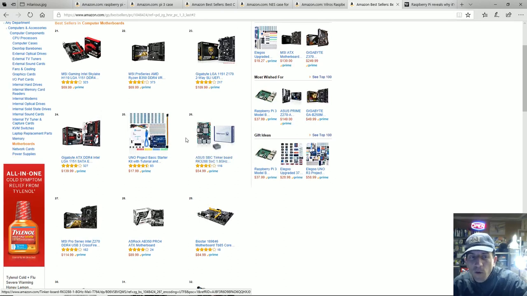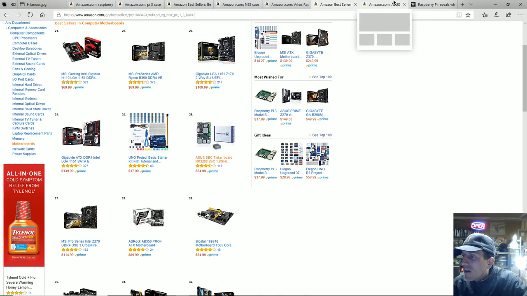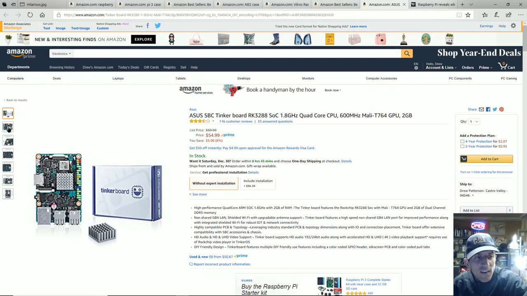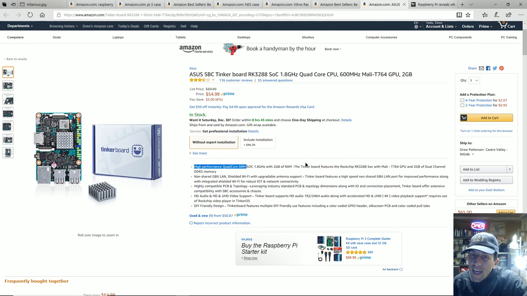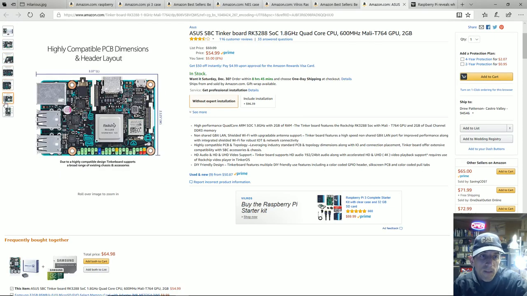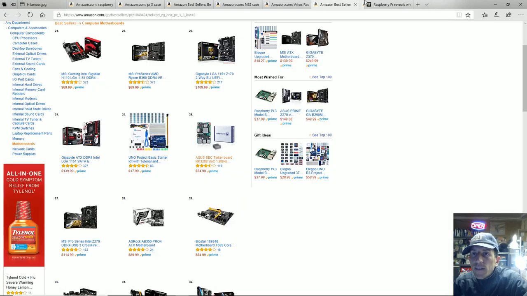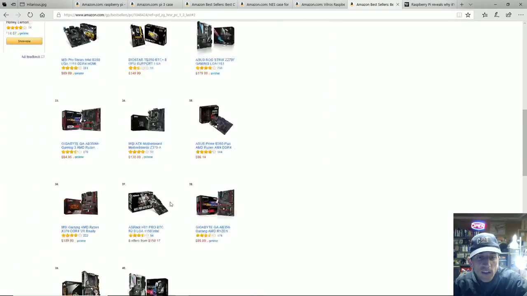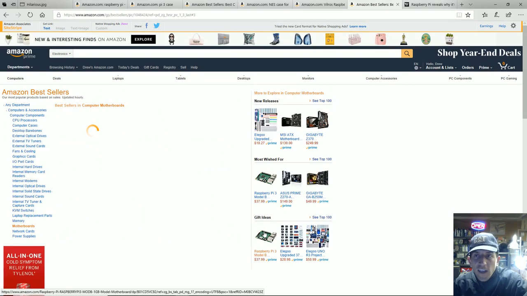Crazy. The Asus Tinkerboard is at number 26 at $55. Asus Tinkerboard. I mean, that's pretty legit. I guess a lot of people bought these. 1.8 gigahertz, double the RAM as a Pi. And it's 0.6 gigahertz more. If only it had nice support, right? Okay, bestsellers. Asus Tinkerboard, any other single board computers on here? Let's see if there's any other single boards.